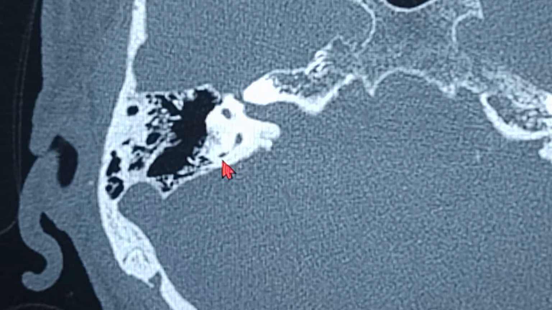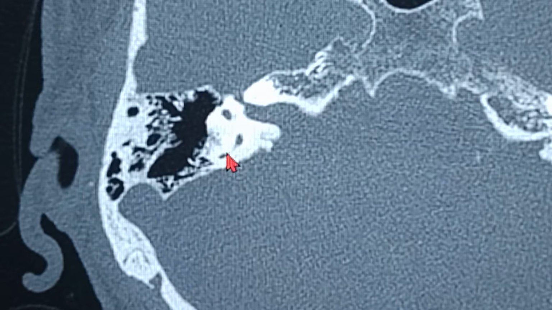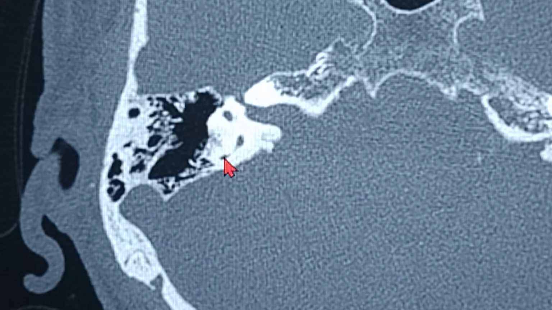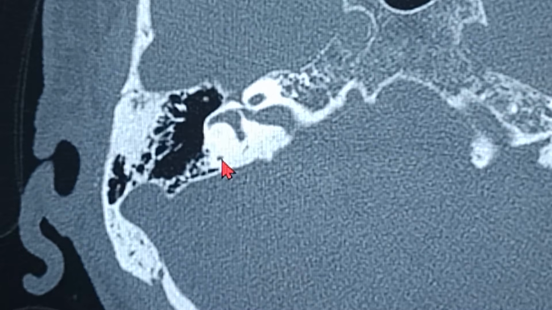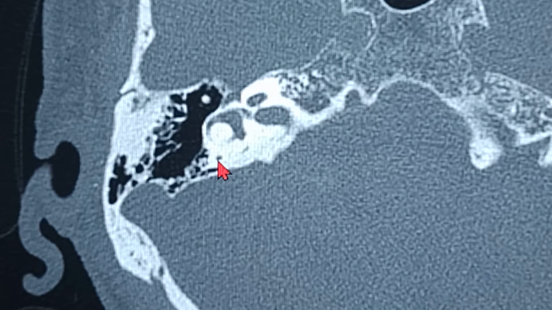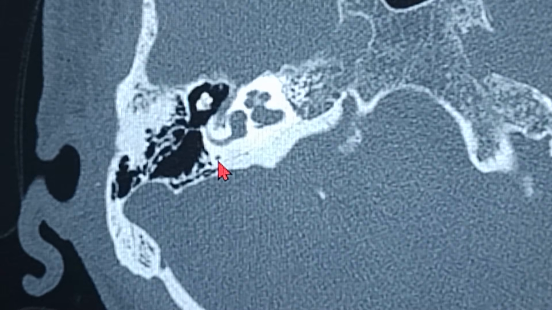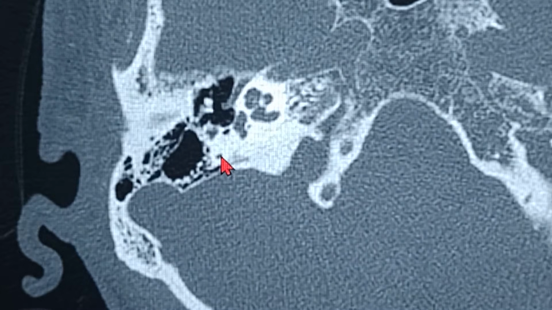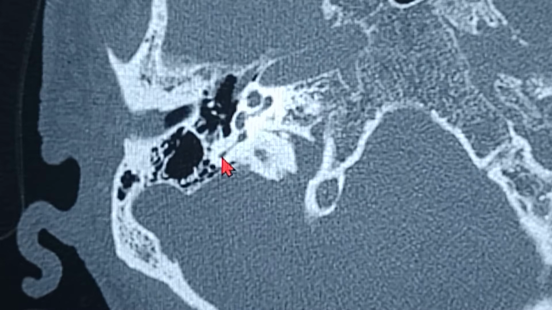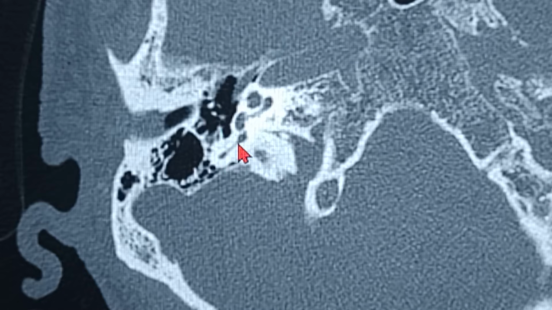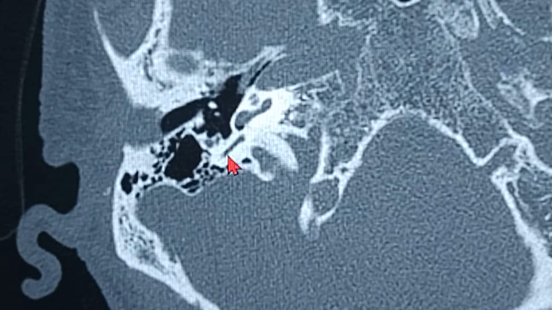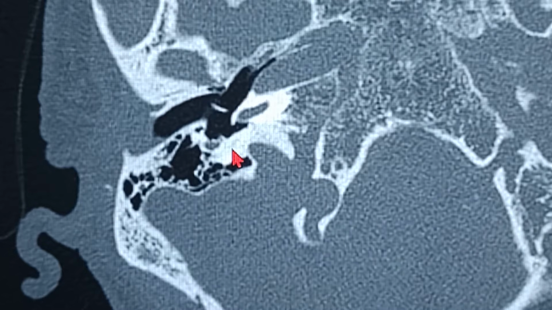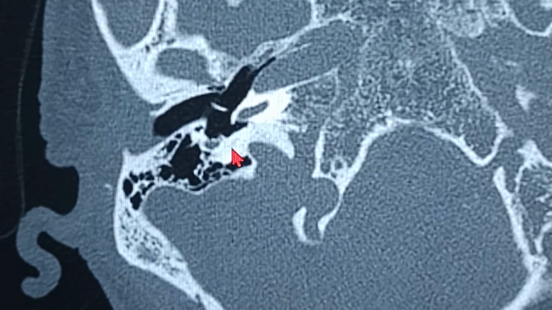Now this structure which you can see right there is the posterior semicircular canal. The entire thing is the posterior semicircular canal. I'm going to keep following that. You can follow my cursor. That cursor is showing the route of the posterior semicircular canal all the way. So that's the posterior semicircular canal. Again, you can see that's the posterior semicircular canal right there. It ends. Now it disappears. So that was the entire course of the posterior semicircular canal.